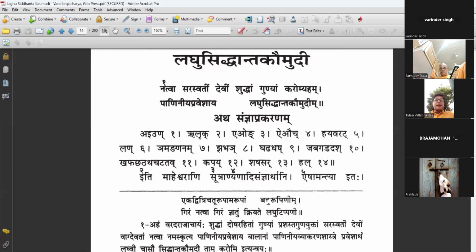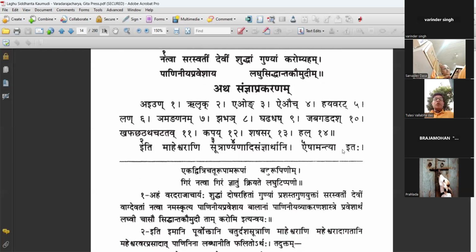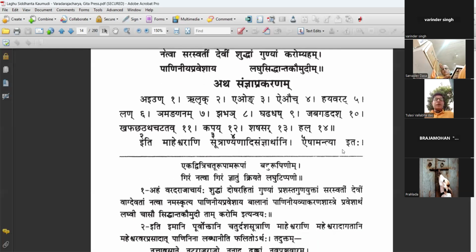See, at the end it says, Iti Maheshwarani Sutrani Sutranadi Sangyarthani. Esham antya itah. When the Sangya Prakaran begins, which is the first chapter of Ashtadhyayi grammar, the last letter, which is halanta, will be omitted. Un, Na will be omitted. Rilrik, Ka will be omitted. Ong, Nga will be omitted. The last letter will be omitted in the 14 sutras, and the rest will be counted.